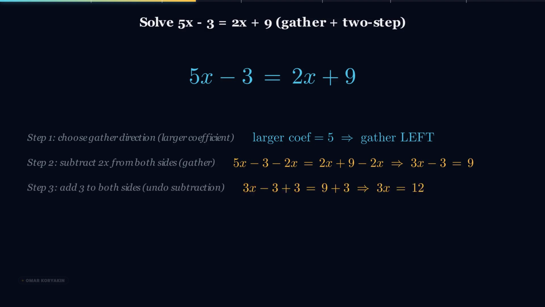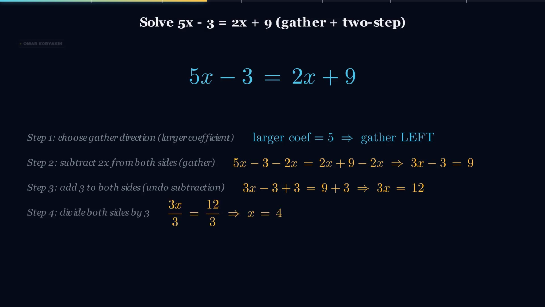Step 3. Apply the reverse PEMDAS two-step procedure. Add 3 to both sides to undo the subtraction. The left side becomes 3x minus 3 plus 3, which simplifies to 3x. The right side becomes 9 plus 3, which equals 12. The equation is now 3x equals 12, the one-step form.